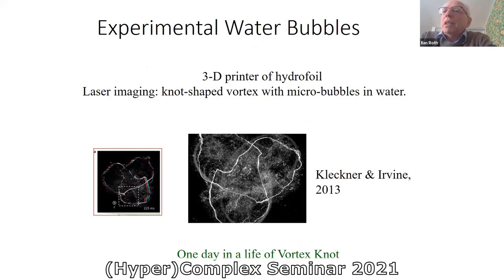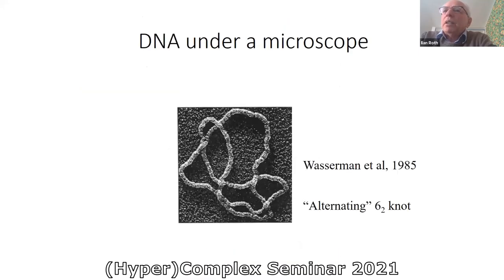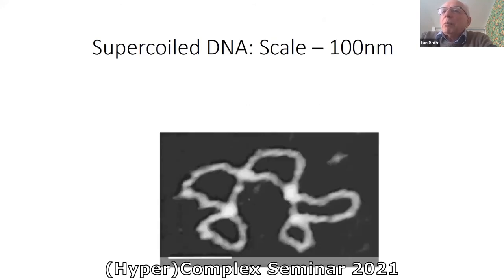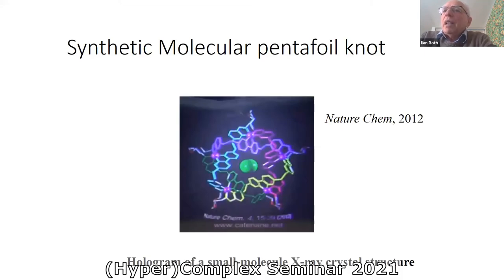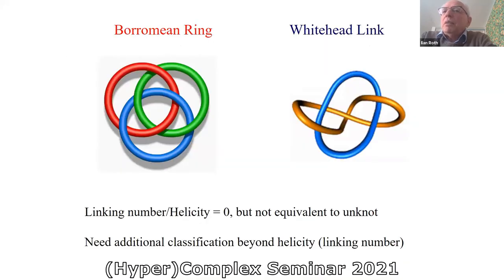Here are some experimental examples. Here is a trefoil. Here is a 6-2 knot of DNA, supercoiled in some way. There is another, a molecular pentafoil, which is also a torus knot. What is interesting is that not all knots are the same, even those which we can cut with helicity zero, but definitely they are not the same. So that's why there is a need to create a formal way to describe the knot in some mathematical, algebraic way.